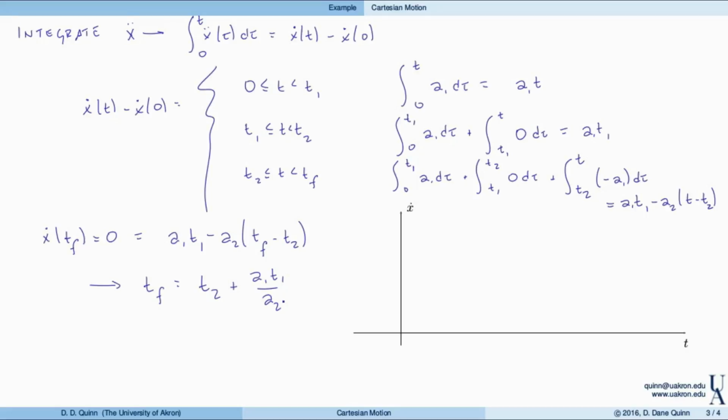So again, maybe you want to pause the video at this point and work out these integrations on your own, as well as this relationship. But so then the braking time, the time that we spend braking, which is going to be t final minus t2, is equal to a1 t1 divided by a2. So I can go over here to a time velocity graph and plot these.